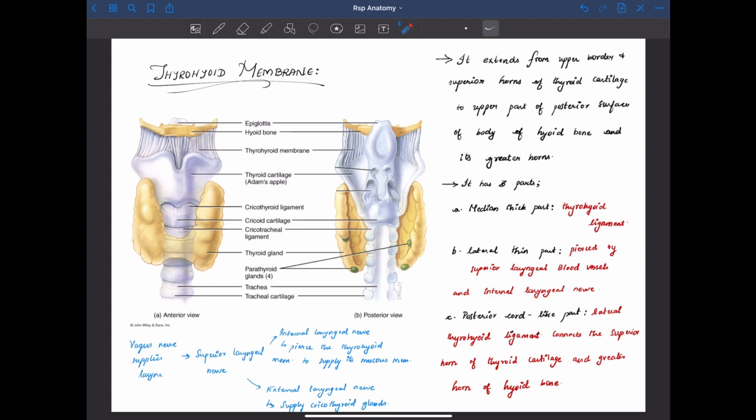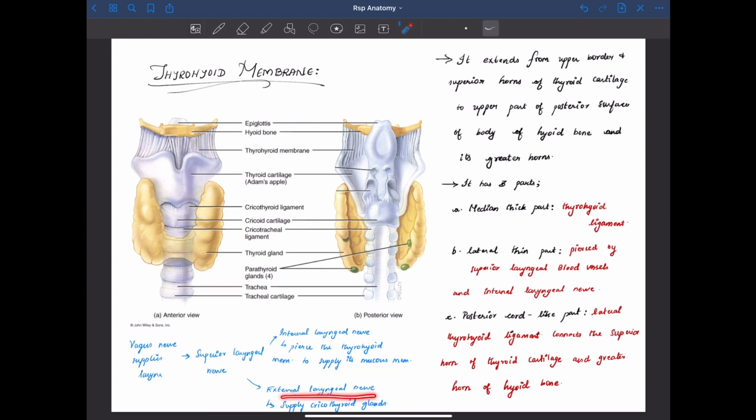Before going to that, we know that larynx is supplied by the vagus nerve. Which branch? The superior laryngeal nerve of the vagus nerve supplies the larynx, and it is divided into internal laryngeal nerve and external laryngeal nerve. The internal laryngeal nerve pierces the thyrohyoid membrane to supply its mucous membrane. Just as I said, the internal laryngeal nerve found at the lateral part of the thyrohyoid membrane pierces it, passing through to supply the mucous membrane, which is found internally.